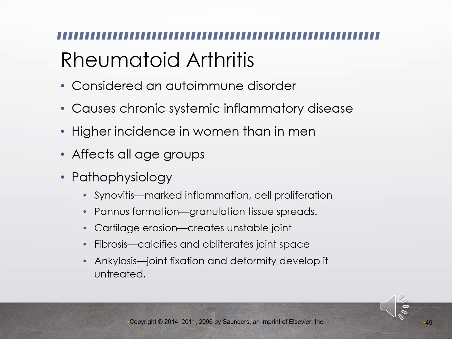The pathophysiology is synovitis with marked inflammation and cell proliferation. A pannus forms, P-A-N-N-U-S, where granulation tissue called pannus spreads over the articular cartilage and releases enzymes and inflammatory mediators, destroying the cartilage. Then the cartilage erosion happens. It's eroded by the enzymes and it leads to an unstable joint. Fibrosis. In time, the pannus between the bone ends becomes fibrotic and limits movement, and it calcifies, obliterating that joint space. And then we have ankylosis, which is joint fixation, and the deformity develops.